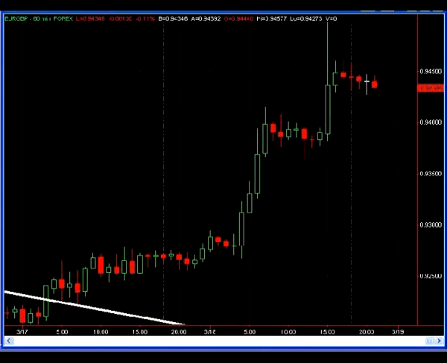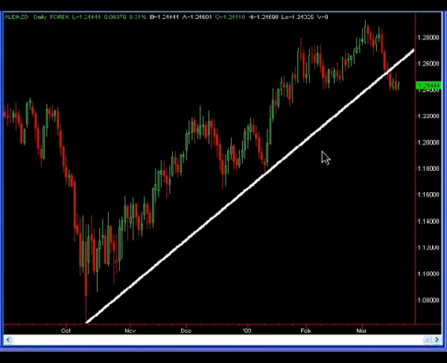The next chart is the Aussie Kiwi. Not much has changed here. Again, this is the simple support line. This is the daily chart. The previous chart was the hourly chart on the Euro Pound. But again, this is the daily chart on the Aussie Kiwi.